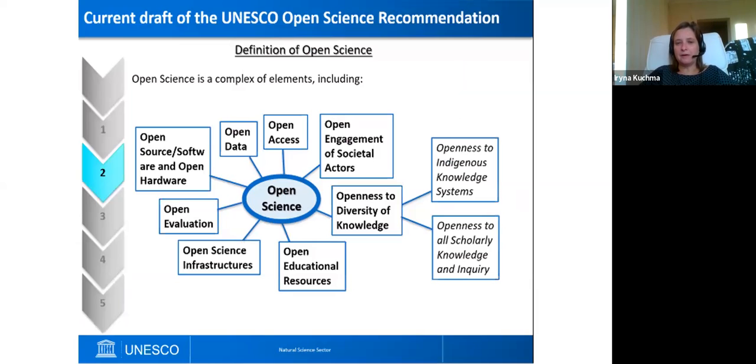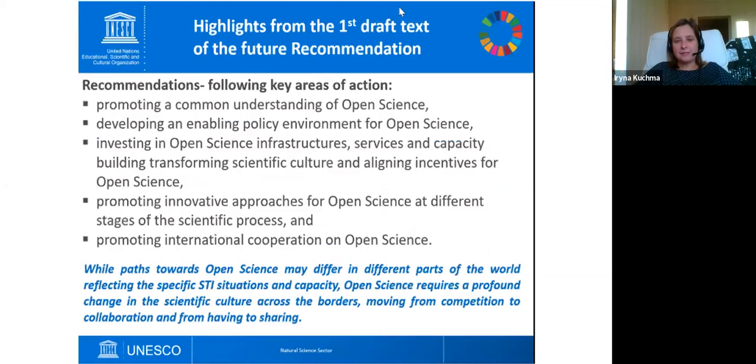And I really like the broadness of these recommendations, because this is how they define open science. They include all the obvious: open access to publications, open data, open source software, open hardware, open evaluation, open science infrastructures, open educational resources. But they also added open engagement of societal actors and openness to diversity of knowledge. And this is where openness to indigenous knowledge and openness to all scholarly knowledge and inquiry is included. And I think it's really a good example of having a broader look. And these are some of the recommendations that are included.